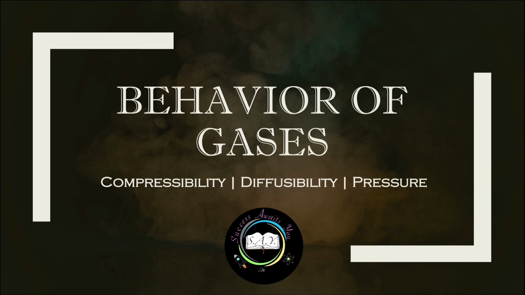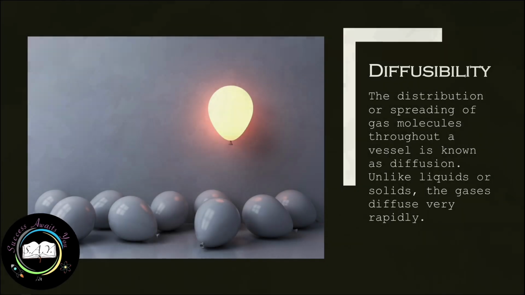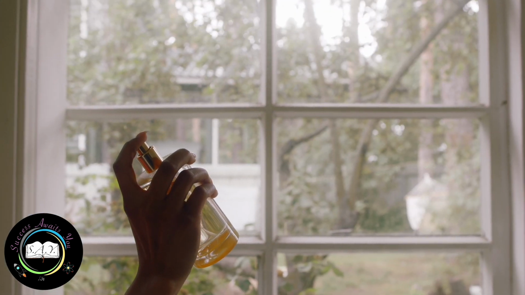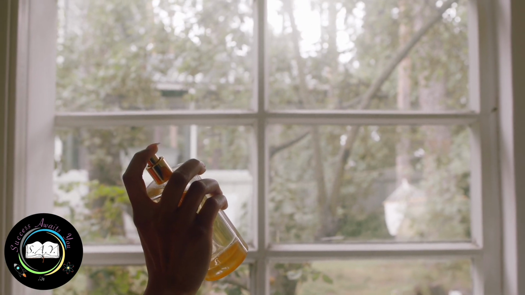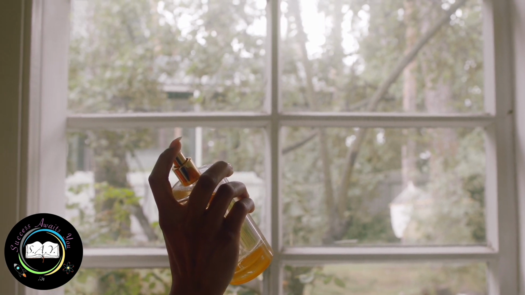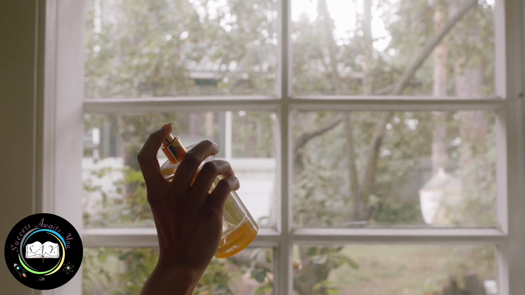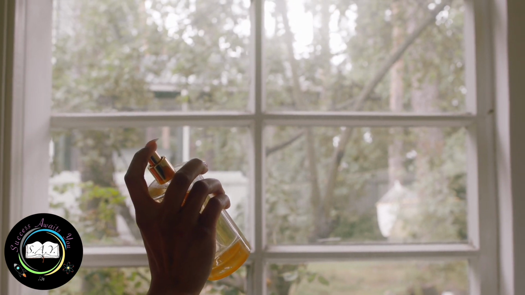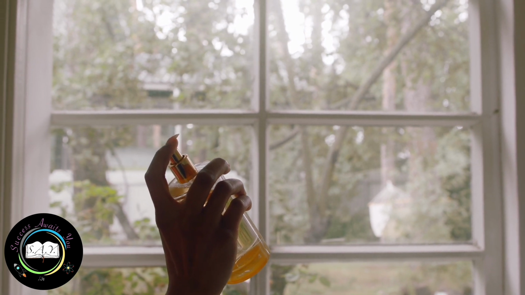Gases show three types of behavior: compression, diffusion, and pressure. Number 1, diffusion or diffusibility. It is the movement of molecules from a region of higher concentration to a region of lower concentration. The best example of diffusion can be perfume or spray. When sprayed in one part of a room, soon it diffuses so that you can smell it everywhere. In this case, the spray or perfume bottle is higher concentration while the room is lower concentration.